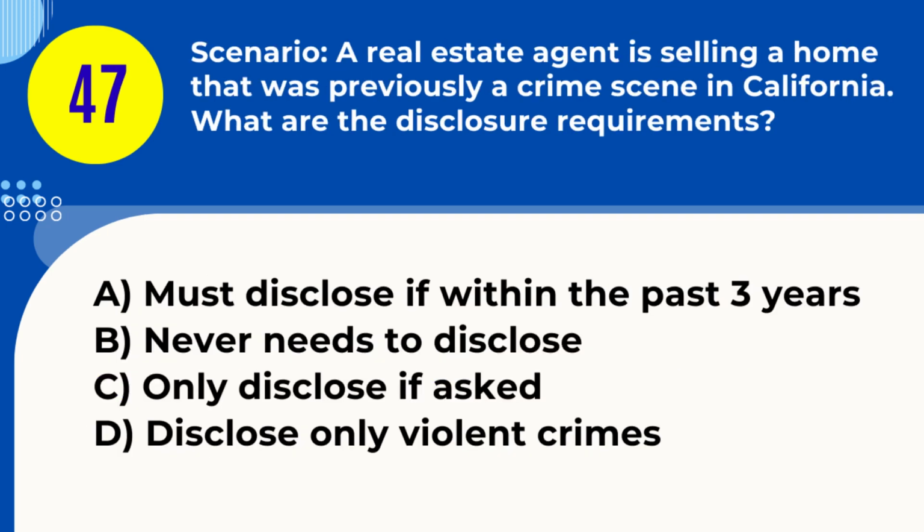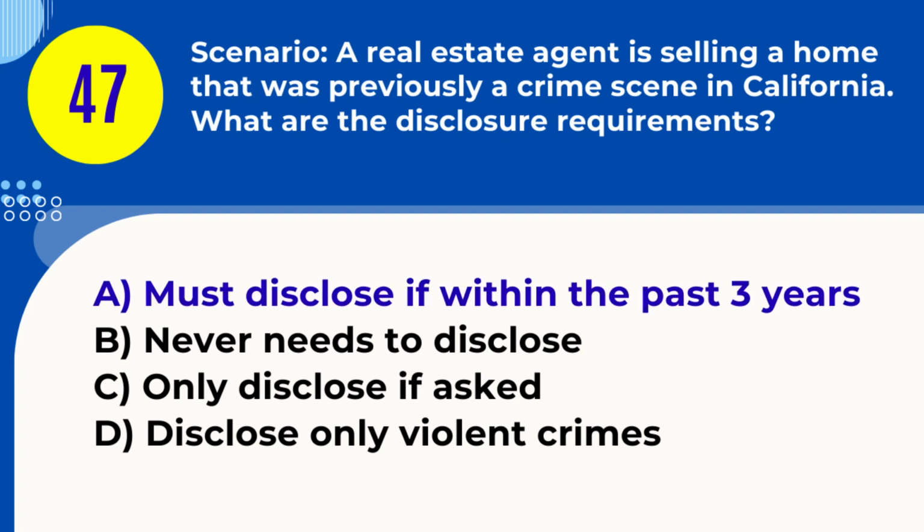Question 47. Scenario. A real estate agent is selling a home that was previously a crime scene in California. What are the disclosure requirements? A. Must disclose if within the past 3 years. B. Never needs to disclose. C. Only disclose if asked. D. Disclose only violent crimes.